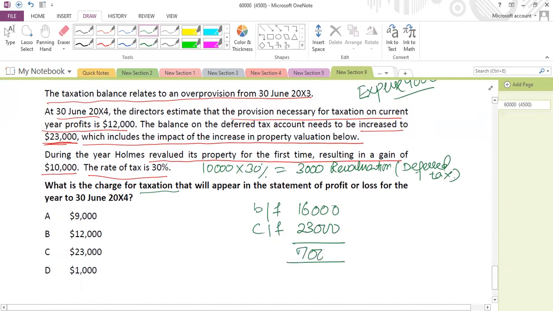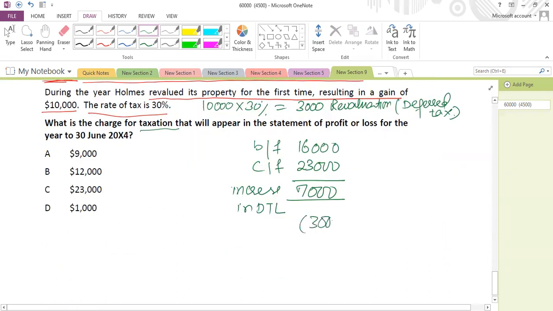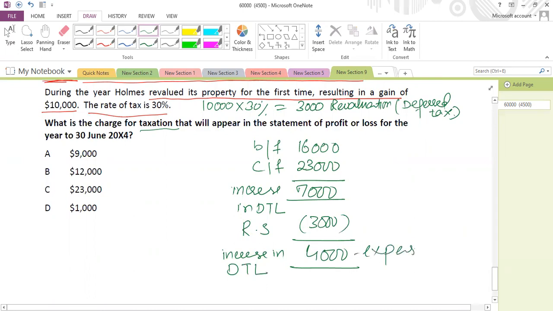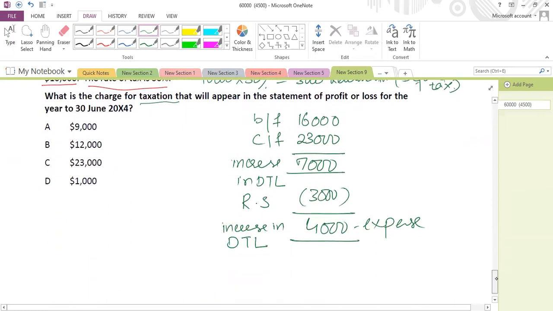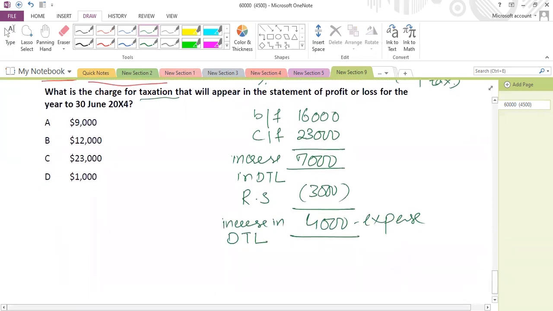So increase in deferred tax liability by 7,000, and 3,000 is due to revaluation. So remaining left over for normal P&L charge is the increase in deferred tax liability other than revaluation, and this is an expense. So already we have an expense of 4,000 against income tax and 4,000 increase in deferred tax liability.